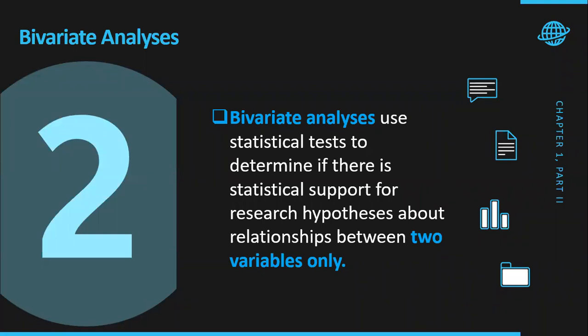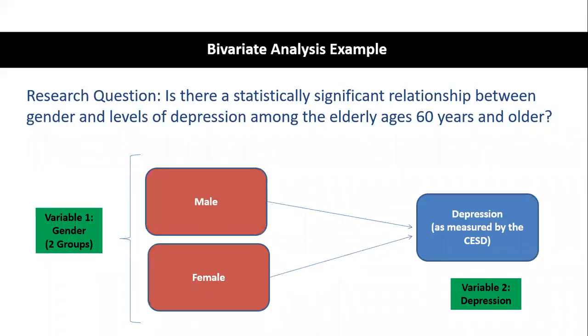Bivariate analyses use statistical tests to determine if there is statistical support for research hypotheses about the relationships between two variables only. So for example, in the research question, is there a statistically significant relationship between gender and levels of depression among the elderly ages 60 years and older? There are two main variables of interest, gender and depression. But keep in mind that although gender has two categories or attributes, this still counts as only one variable in the analysis.